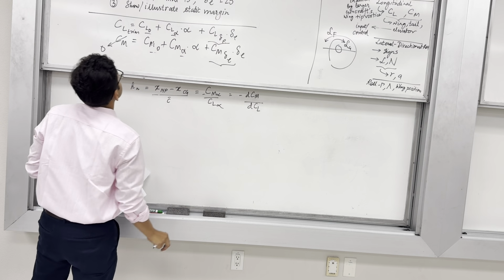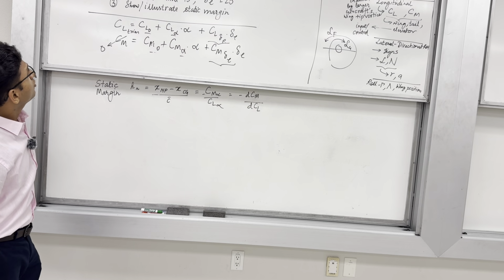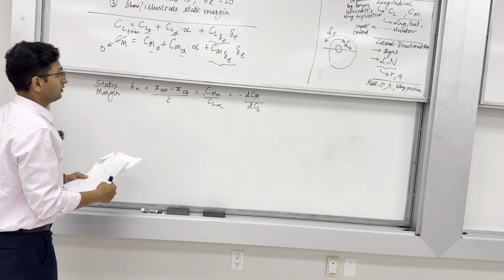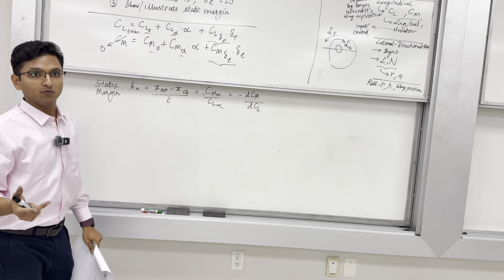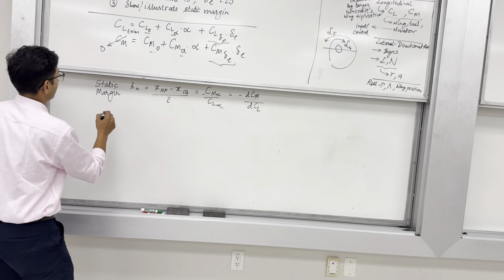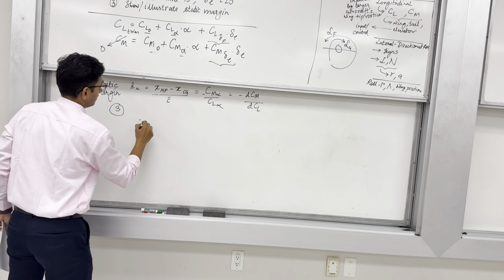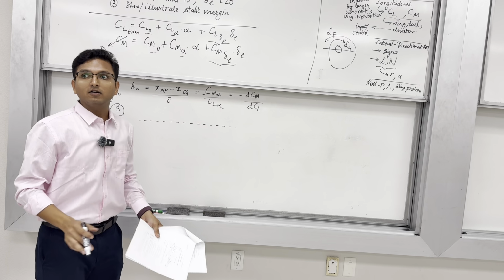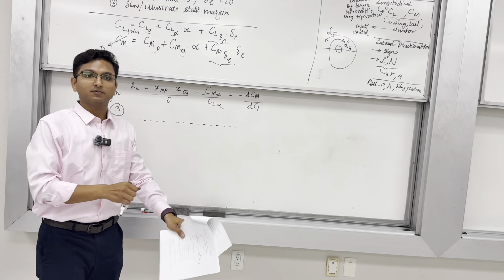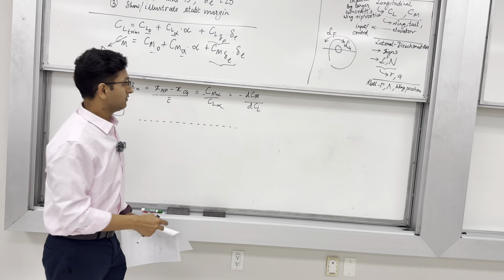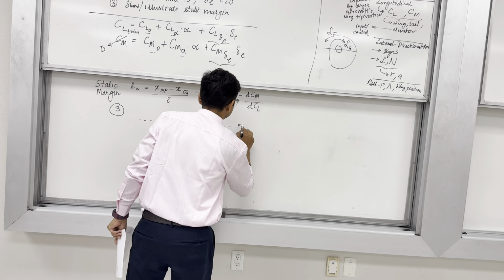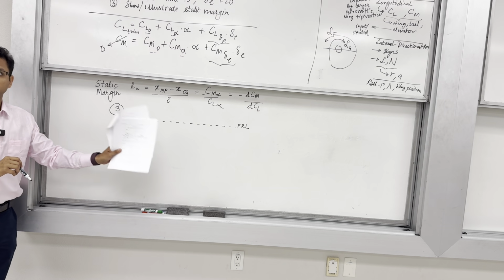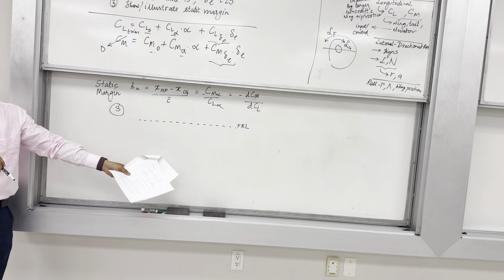Next, show or illustrate static margin. Whenever you are asked to make such a figure, what is the first line that you are supposed to draw? It is the fuselage reference line. I have told this to people who took it with me in winter as well, but please, this is FRL, the fuselage reference line. First you draw the fuselage reference line.